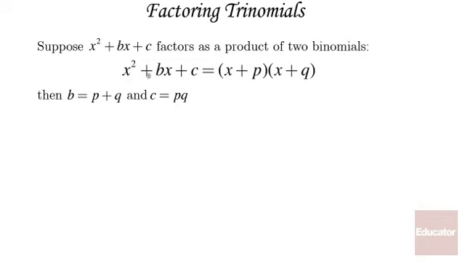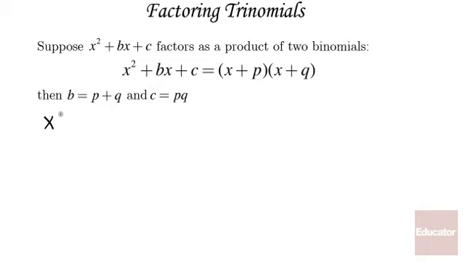When you factor an expression in this form into this form, there are some interesting properties of p and q. It turns out that the sum of p and q equals b, and the product of p and q equals c. And the reason this is important is that by knowing these two things and having this expression, you can figure out what p and q are, and that allows you to factor such an expression.